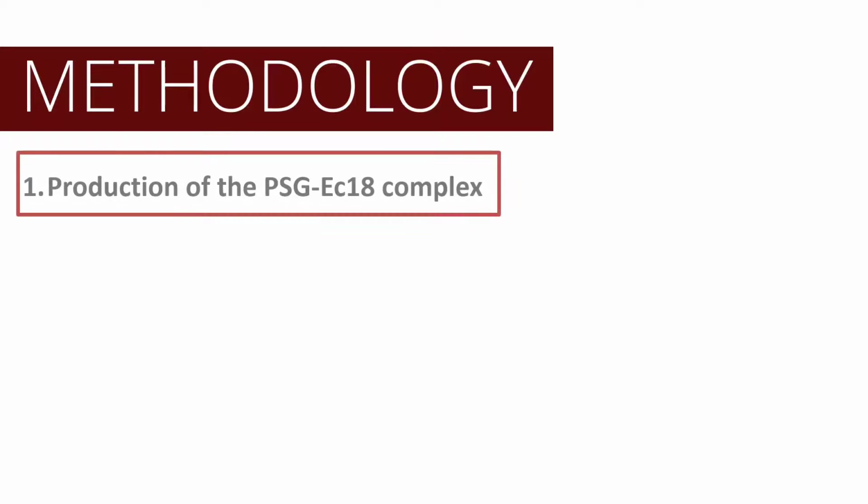Now let us proceed to the methodology of the study. Since our aim is to describe the structure of the Pulse 1E complex, we first have to produce the said complex. Thus, our first step is the production of the PSG EC18 complex. You might be wondering why this is the PSG EC18 complex instead of the Pulse 1E complex. Well, it is just the same.